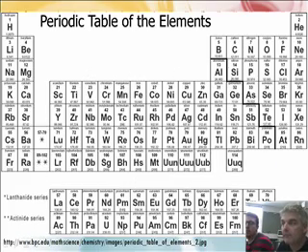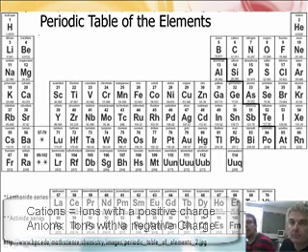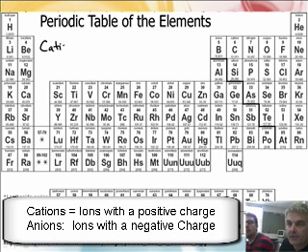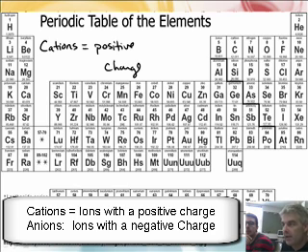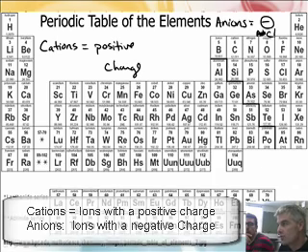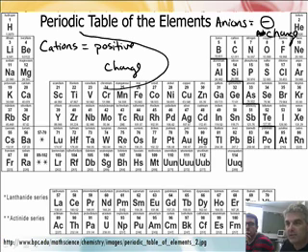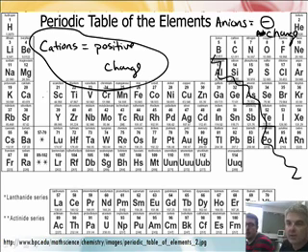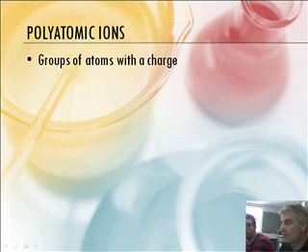Now one other thing you should be aware of is things with positive charge, we call them cations. And things with negative charge, we call them anions. So write that down. Cations always have a positive charge. And anions are a negative charge. Why did I put the positive word over here? Well, the things on the left side of the little staircase tend to be positive, and the things on the right side of the staircase tend to be negative. But don't write that on your periodic table.